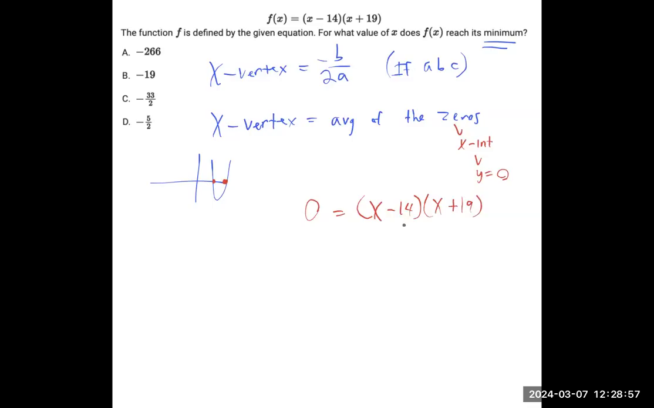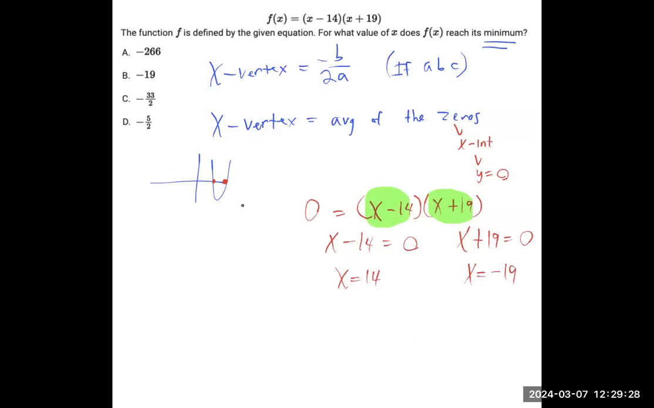But now we'd be able to use the zero product rule, which is the idea that if these two parentheses are multiplied together with an answer of 0, then that must mean that you can set each of them equal to 0, because the only way something would multiply out to 0 is if you're multiplying it by 0. So either of these green things technically could equal 0. So you set them both equal to 0 and you get 14 and you get negative 19.